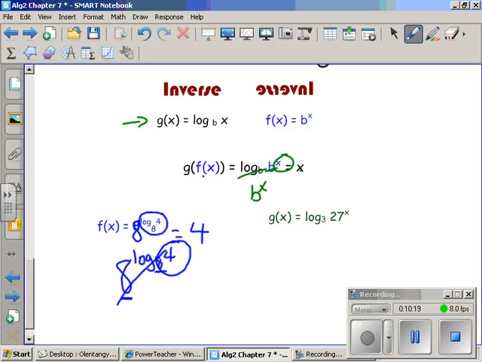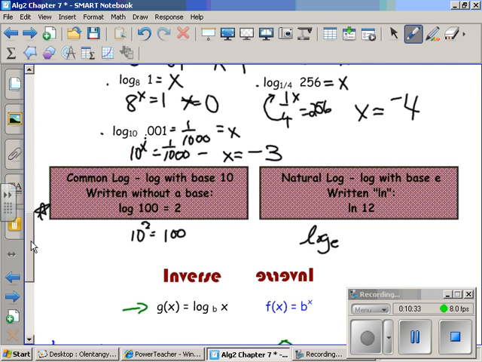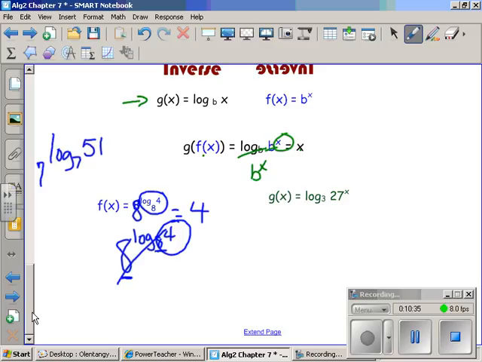Okay? So if I had 7 to the log base 7 of 51, then I would cancel those two out, and I would just get 51. Okay, that's the most important thing there.